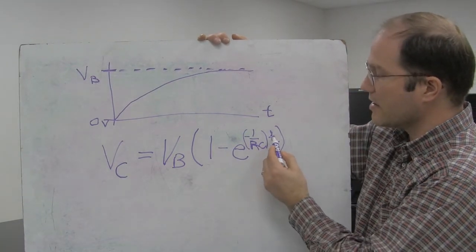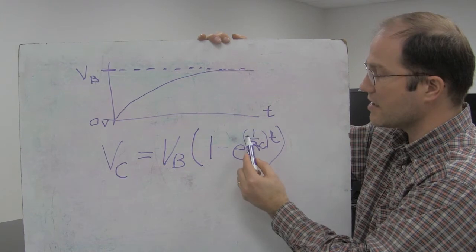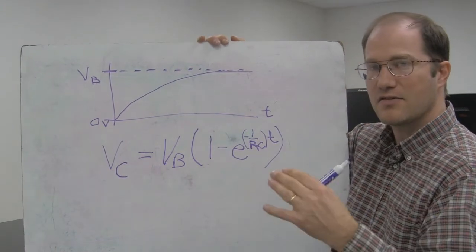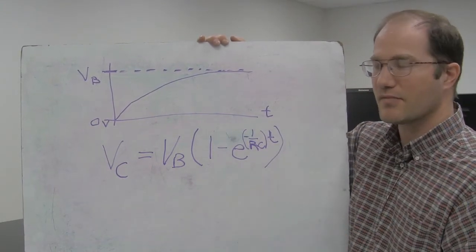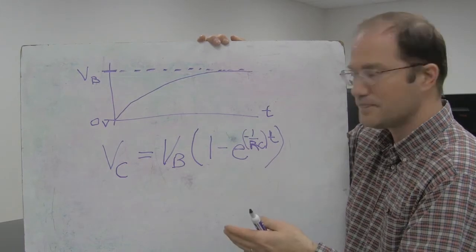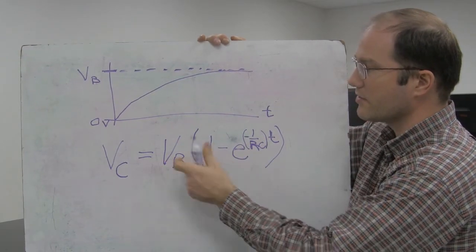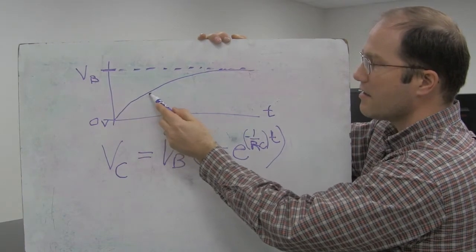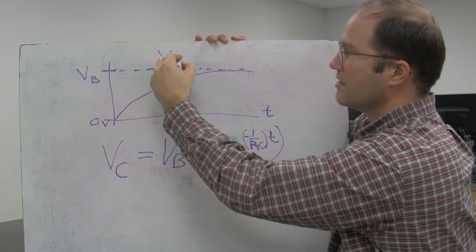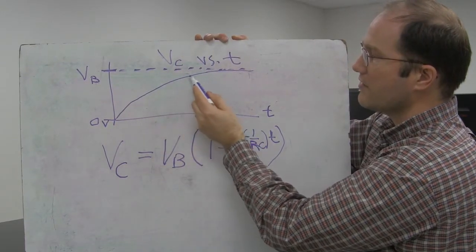Now as time gets very large, toward infinity, the exponent becomes a very large negative term because of the minus sign. Anything to a large negative power is a small number, so e to the negative infinity is very close to zero. So 1 minus 0 is 1, and the battery voltage times 1 is the battery voltage. As time goes to infinity, our capacitor voltage, plotted here as capacitor voltage versus time, approaches the battery voltage at t equals infinity.